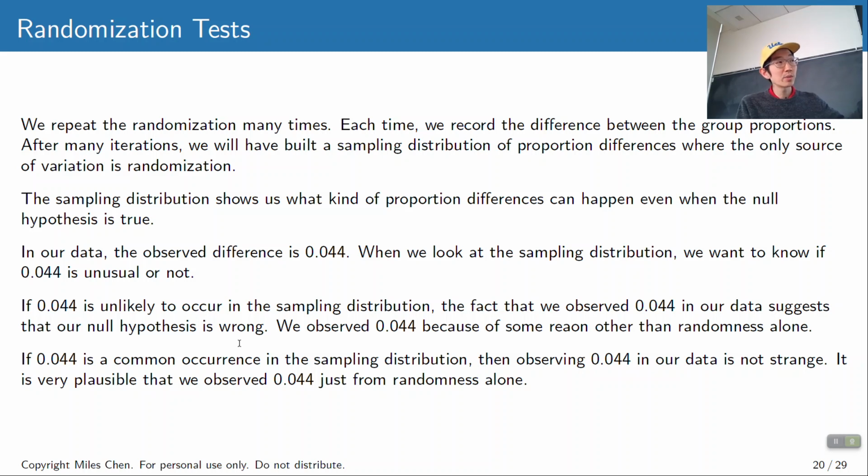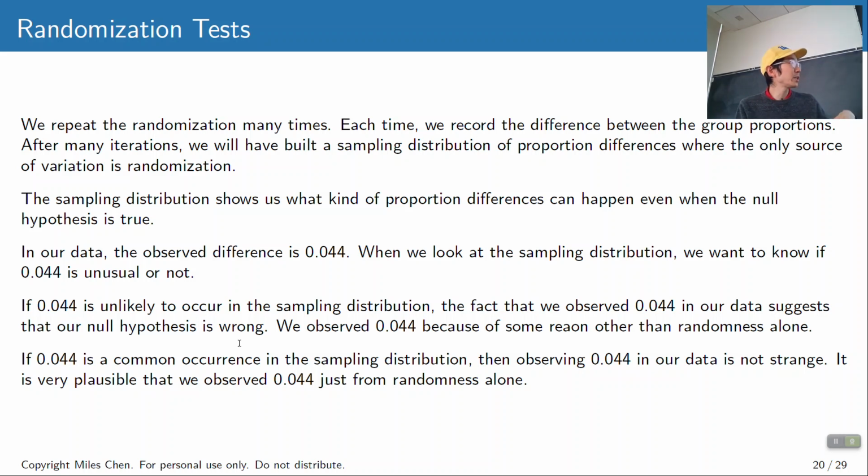And then that sampling distribution will tell us whether our observed difference of 4.4 percentage points is unusual or not, okay? In our data, we got a difference of 4.4 percentage points. Is that something that can happen very likely, or is that something that's not that unusual? If it turns out that we did a whole bunch of randomizing, and it's really unusual to get a difference of 4.4 percentage points, then that would suggest that randomization is not the only source of variation, that our null hypothesis is wrong. Something else is going on, and that's why we got a difference of 4.4 percentage points, okay?